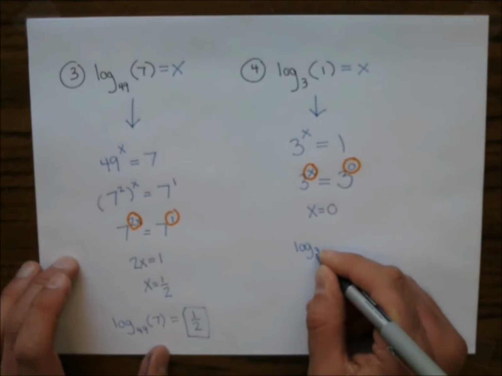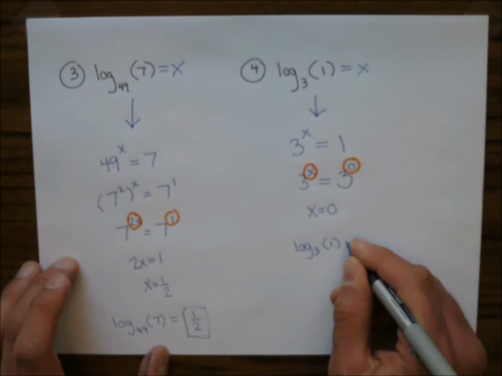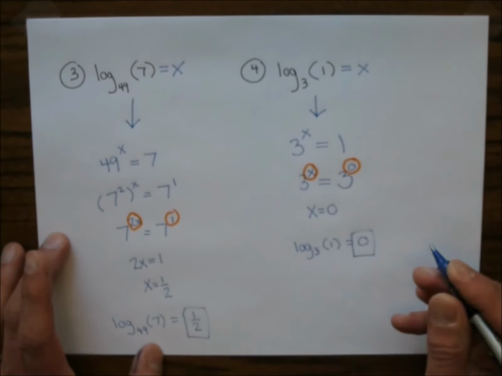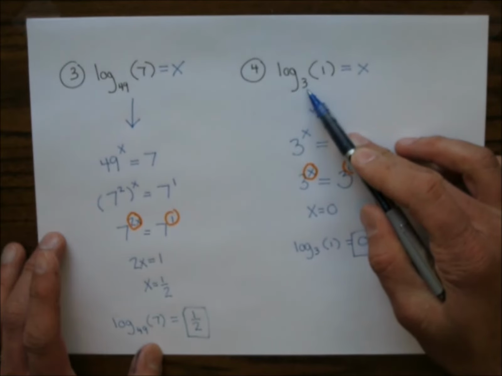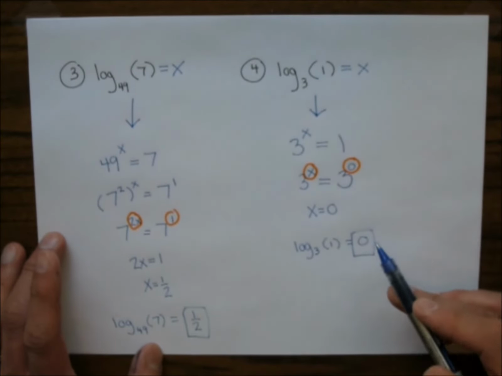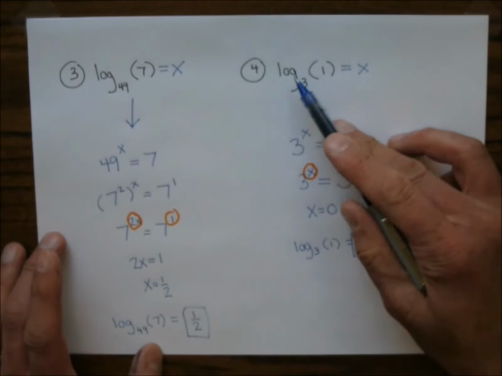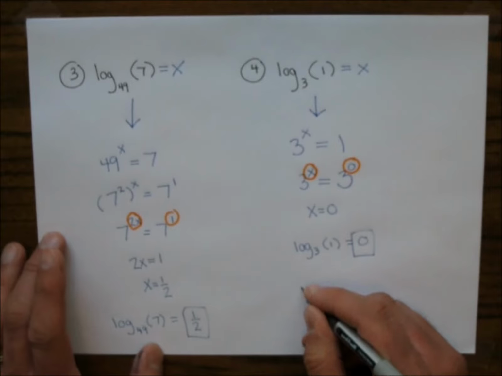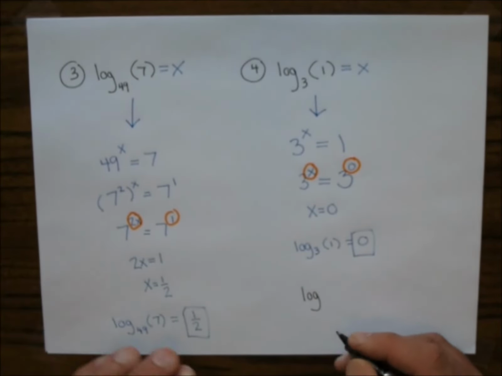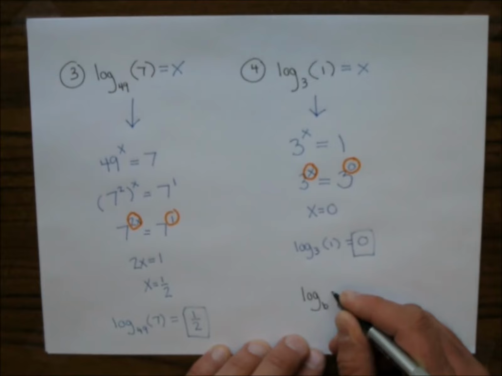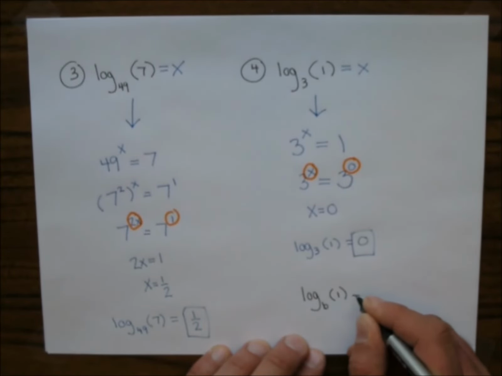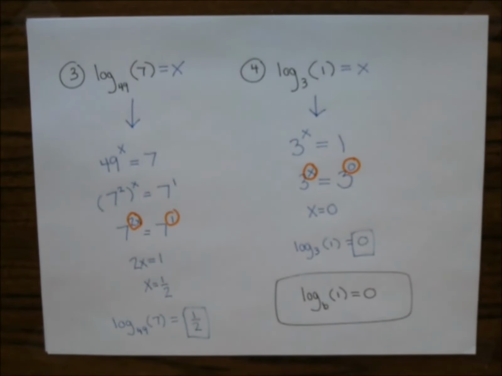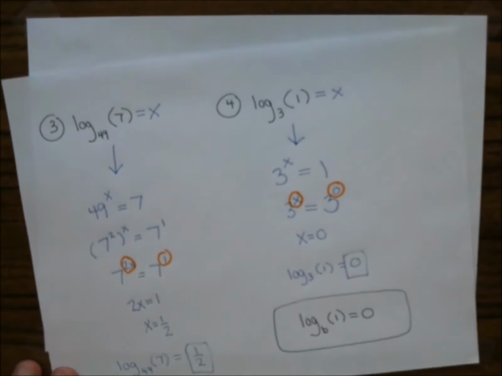Log base 3 of 1 is 0. 0 is our answer. Log base 5 of 1 is 0. The same thing's going to happen. Log base 13 of 1 is 0. So there is another property of logs that says, and you might have guessed this, log base b of 1 is 0. Let's continue.